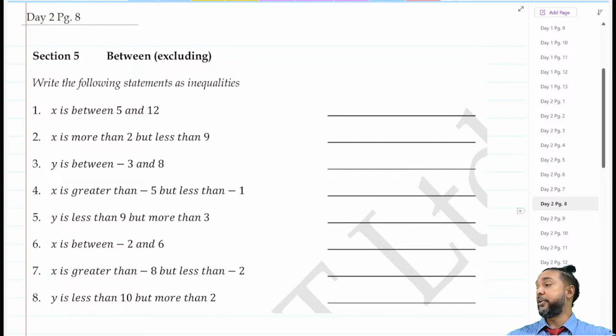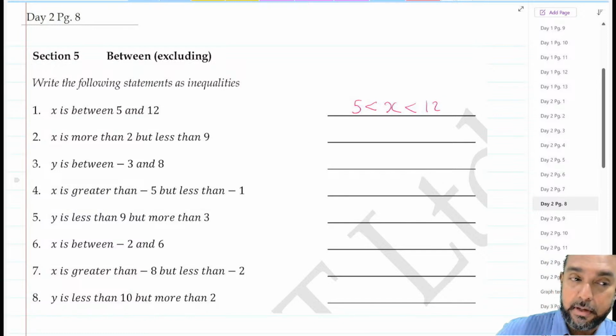Yeah, okay, so we're doing section 5 now. Here, it says x is between 5 and 12. So it says write the following statements as inequality statements. So x is between 5 and 12. Now, if that's the case, x is clearly going to be greater than 5 but less than 12. So I want you to try the rest for me. While you're trying that, I'm just going to run upstairs real quick and get something and come back.